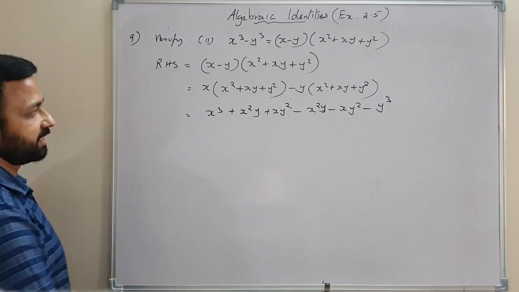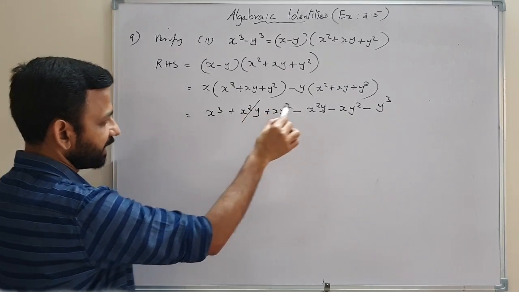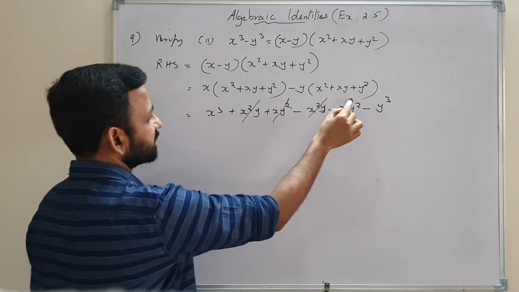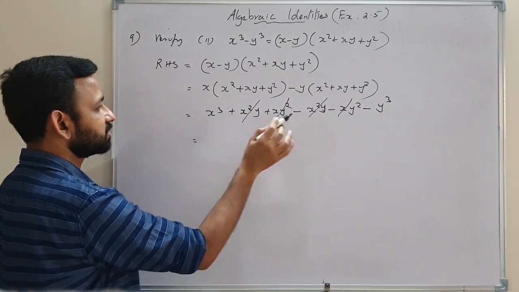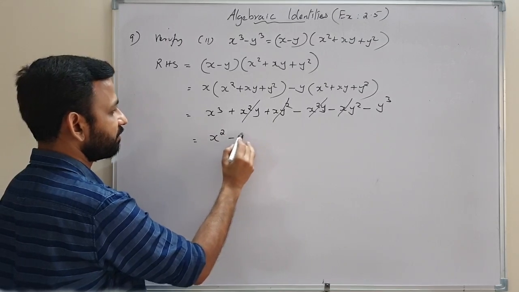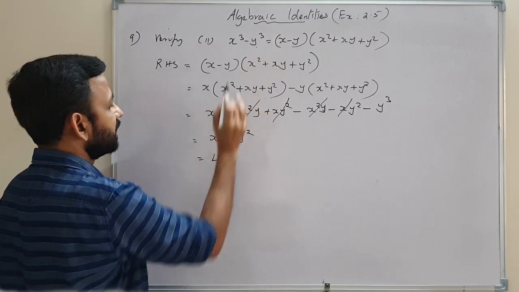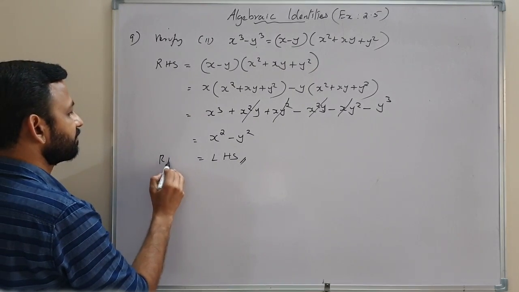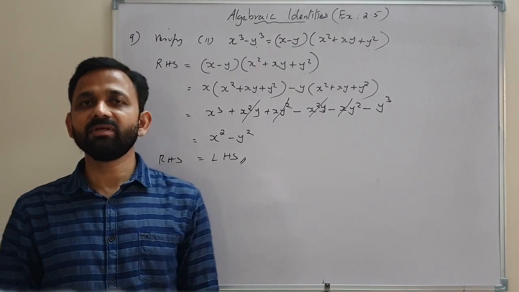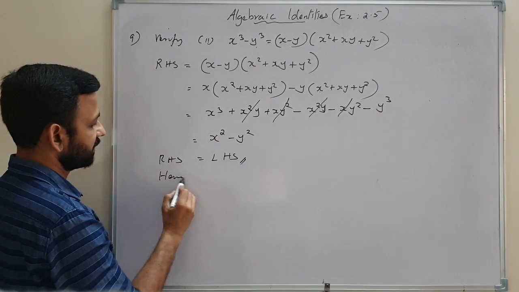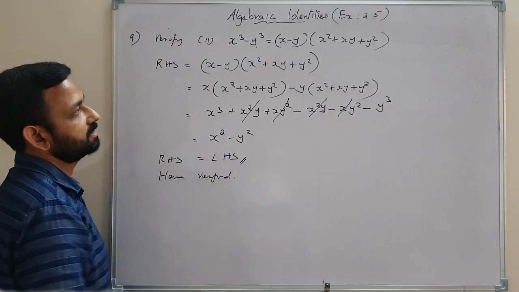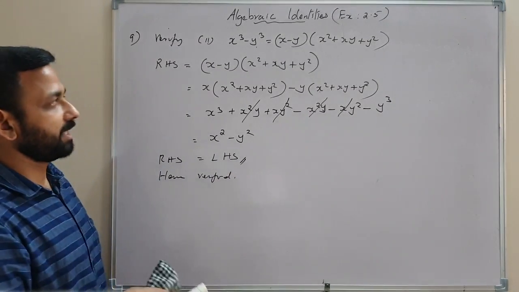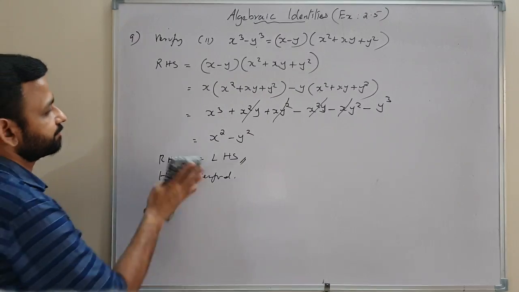Now we can cancel the terms: plus x square y and minus x square y cancel, plus xy square and minus xy square cancel. So the rest of the terms, x cube minus y cube, that is equal to LHS. So now we got RHS is equal to LHS. So hence verified. Similarly we can do the first part, exactly the same. We will start from RHS.